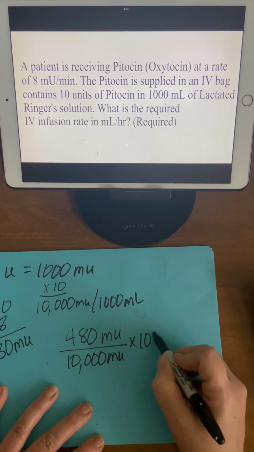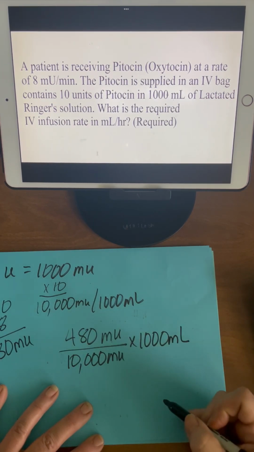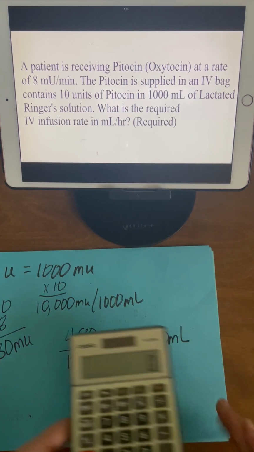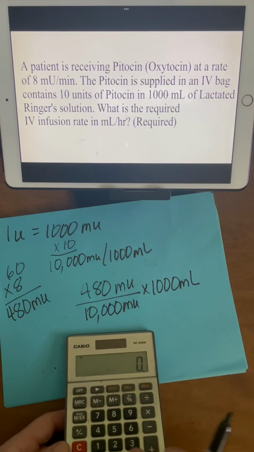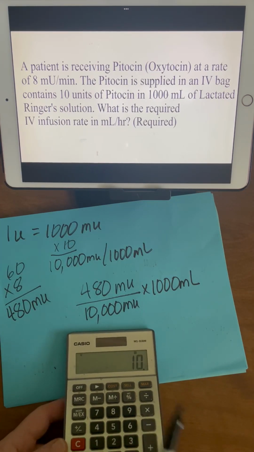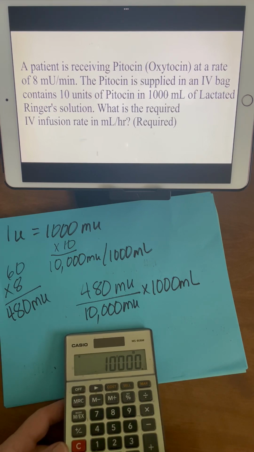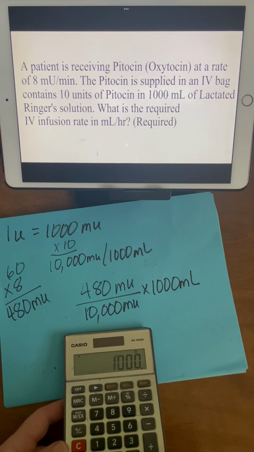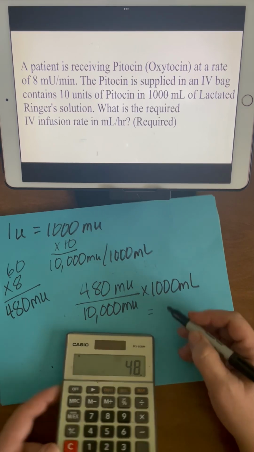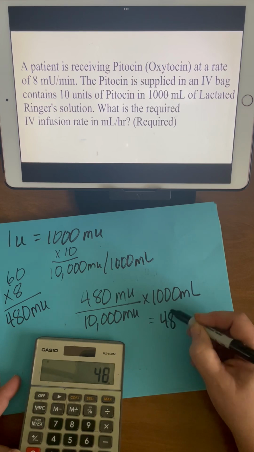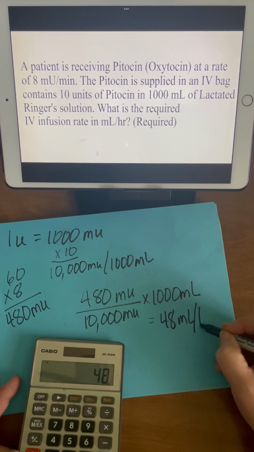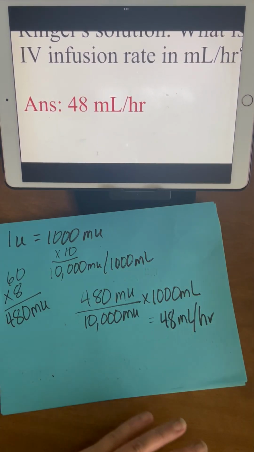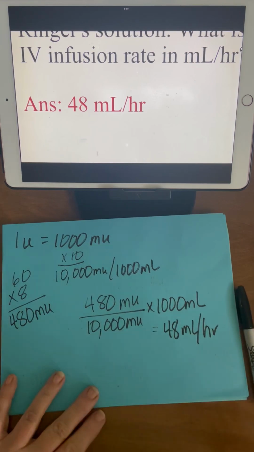How does that come? In 1,000 milliliters. And we're going to do this math. This divided by that times that. Get your calculator. Let's do it together. 480 divided by 10,000, count them zeros. Times 1,000 equals. So that's got to go at 48 milliliters per hour. Look, boom. We saved another one. Okay, you like it.